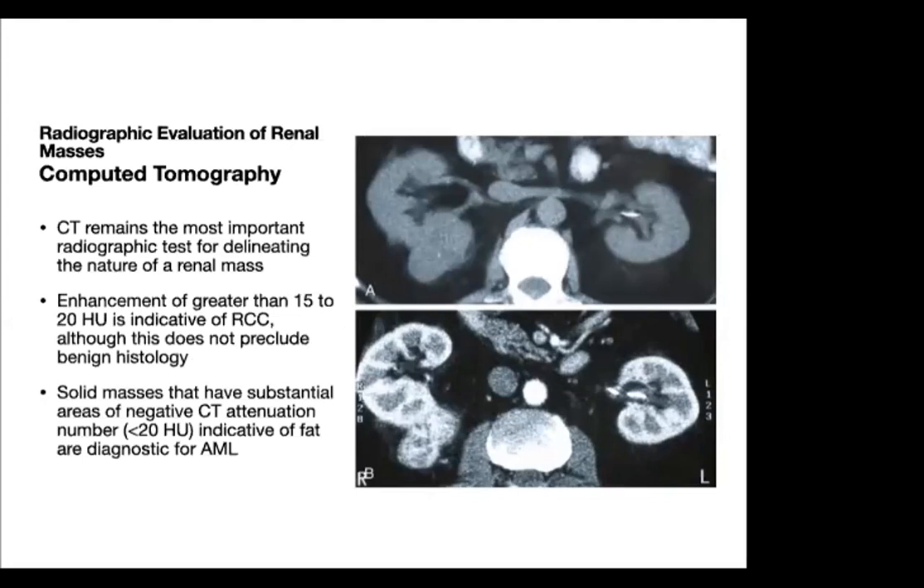Enhancement of greater than 15 to 20 Hounsfield units is indicative of RCC, although this does not preclude benign histology. Solid masses with substantial areas of negative CT attenuation, indicative of fat, are diagnostic for AML. So picture A shows a solid right posterior renal mass, and picture B shows the same mass after IV contrast administration, and it shows that the mass enhances more than 20 Hounsfield units.